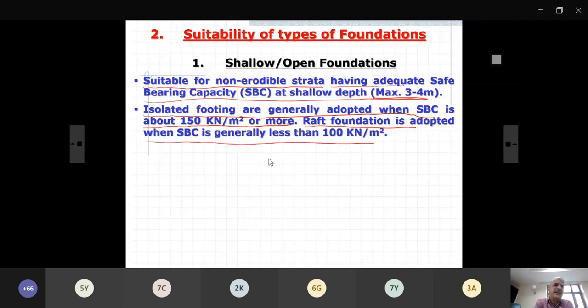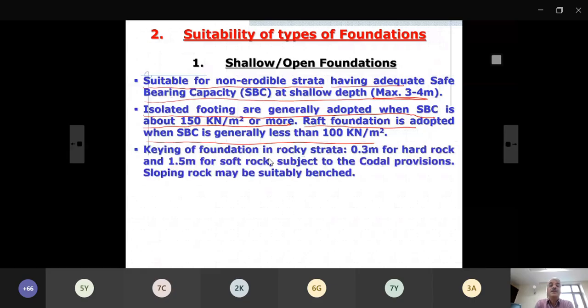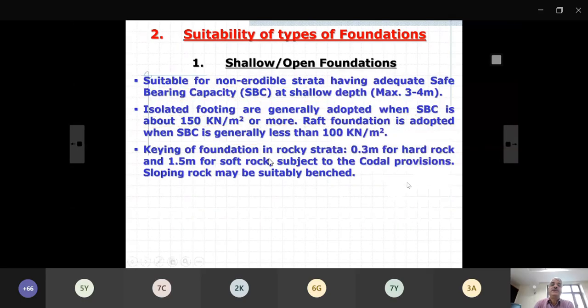That is another. They are only guiding principles, not very hard and fast. 150 may become 140 also, and 160 also. And another aspect: when you put these shallow foundations on rock, you do some keying of the foundation into the rocky strata.